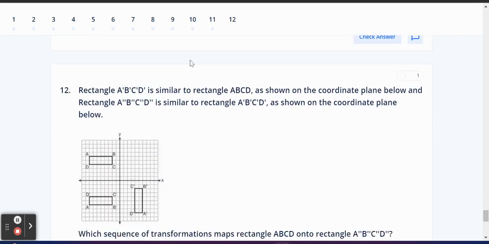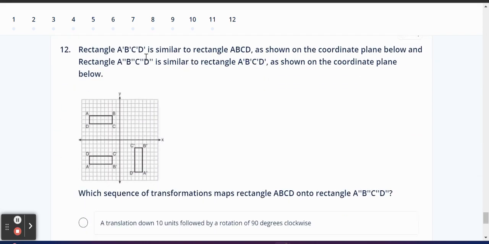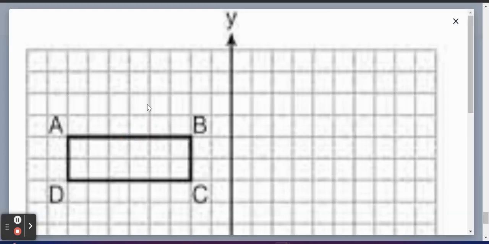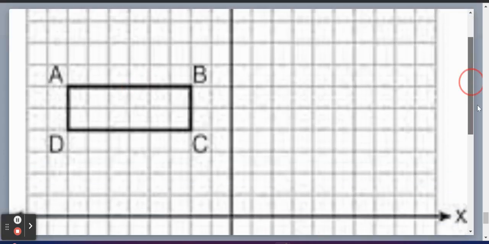And the last one, it says rectangle A prime, B prime, C prime, D prime is similar to rectangle A, B, C, D as shown in the coordinate plane, and A double prime, B double prime, C double prime, D double prime is similar to the previous prime figure shown in the coordinate plane below. Which sequence of transformations maps ABCD onto the double prime figure? So let's zoom in and see. Oop, too much maybe. That's okay.